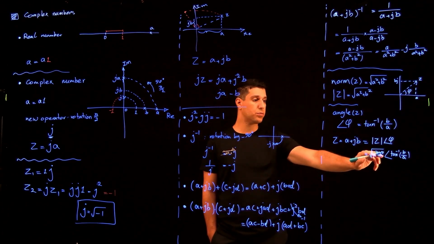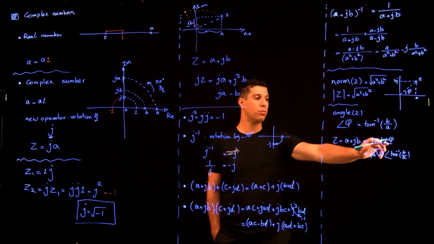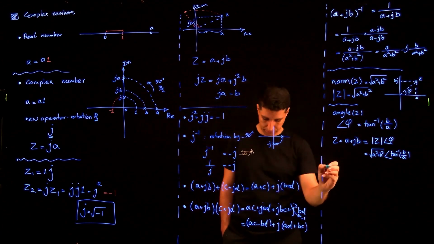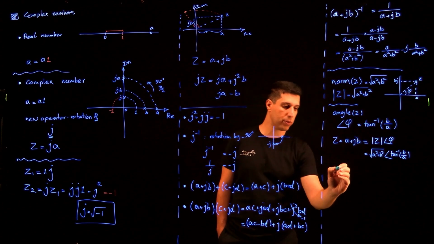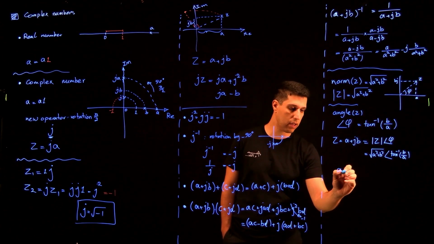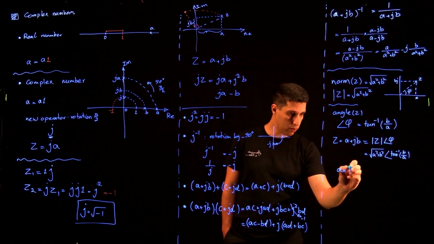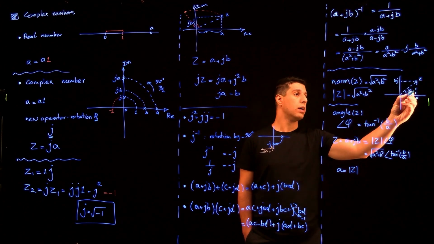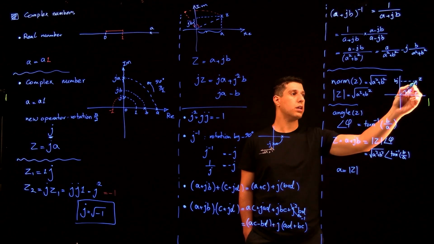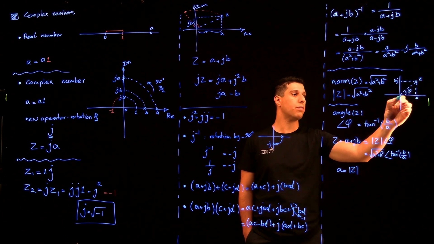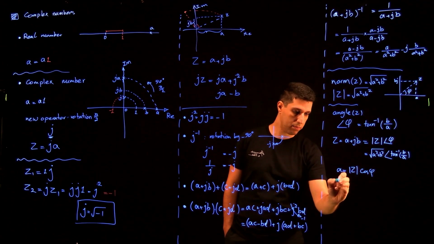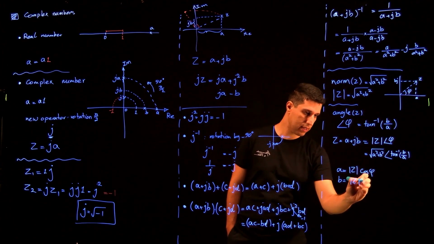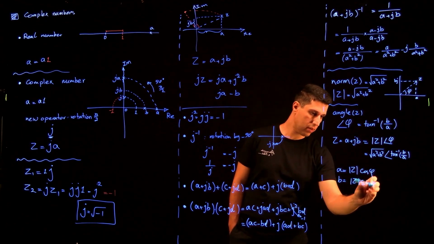If you have such a notation, you have the norm and the angle. You can also construct back the two components. We have a equals norm of z times cosine of phi, which gives us a, and b is norm of z times sine of phi.